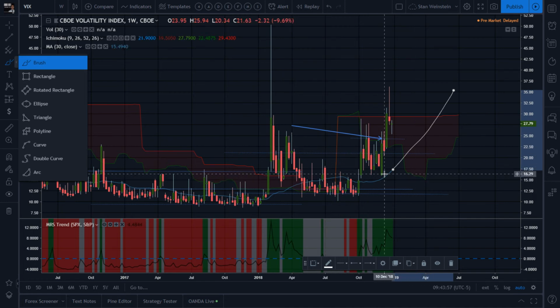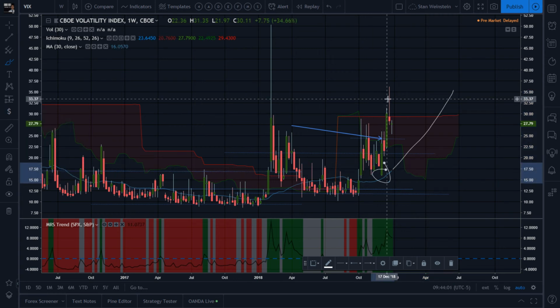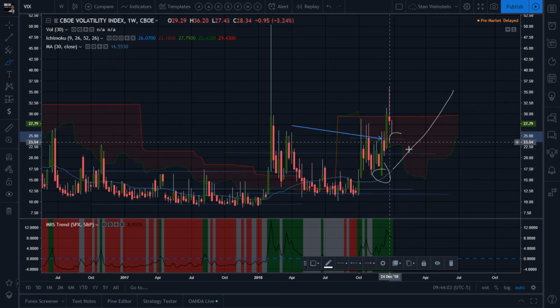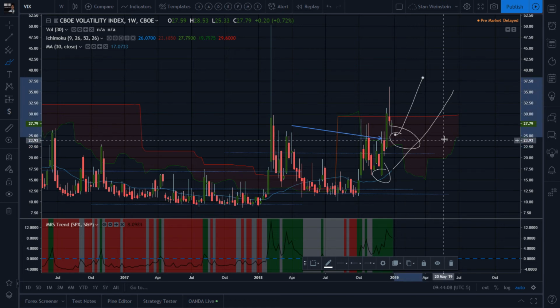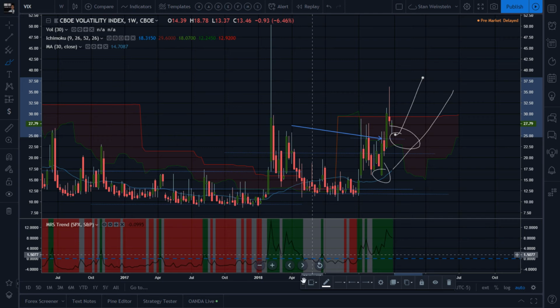See the pullback right here. Breakout, sideways move, pullback right here. Breakout, pullback. I don't know if we're going to get that close. Then I would expect this to keep going up, guys, on the upside.